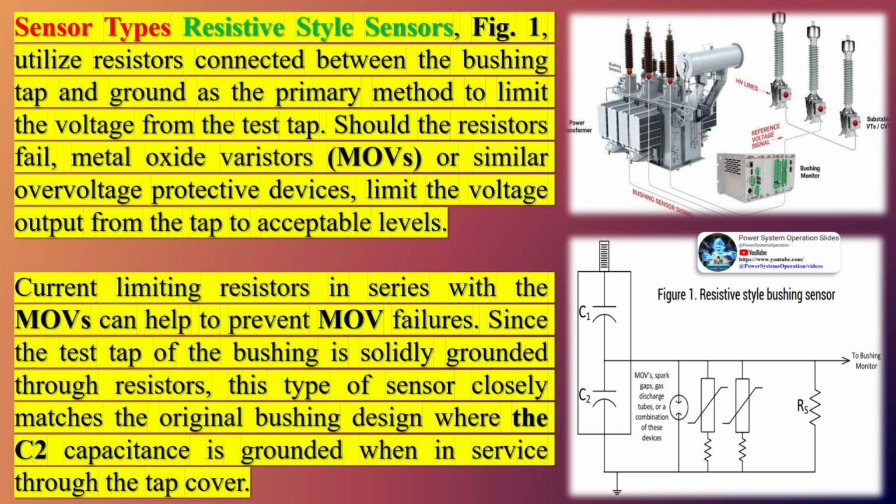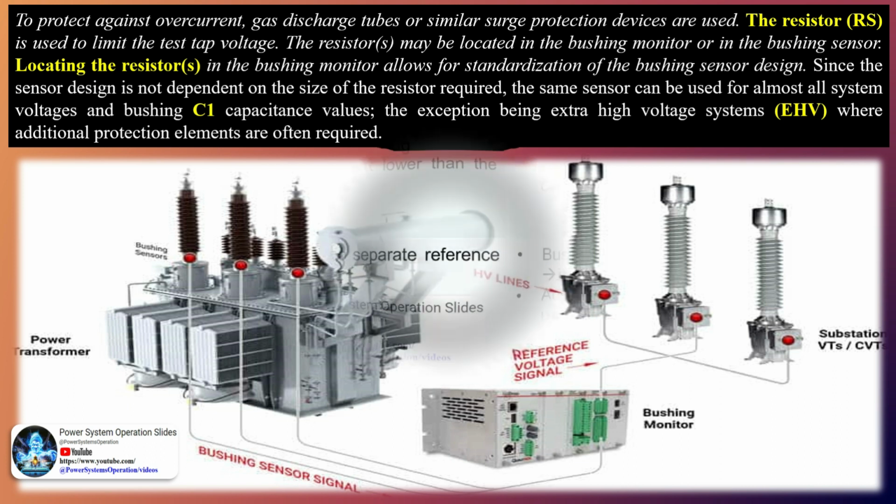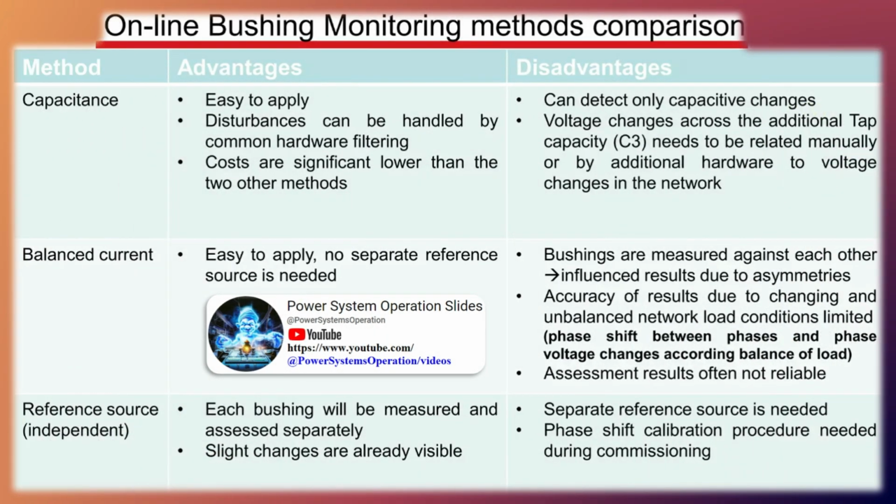CIGRE, the International Council on Large Electric Systems. Transformer reliability study shows that bushing failures continue to be one of the leading causes of transformer failures around the globe. The study also shows that bushing failures were the cause of over 1/3 of the transformer failures involving fires or explosions. Due to the financial impact a catastrophic transformer failure can have, many utilities are turning to online bushing monitoring to identify deteriorated bushings earlier and prevent transformer failures. One can see in this table an online bushing monitoring methods comparison, which is done through capacitance, balance current and source independent, with advantages and disadvantages.